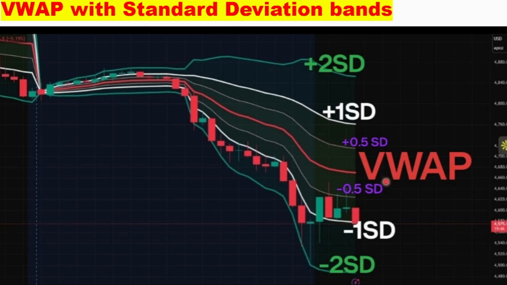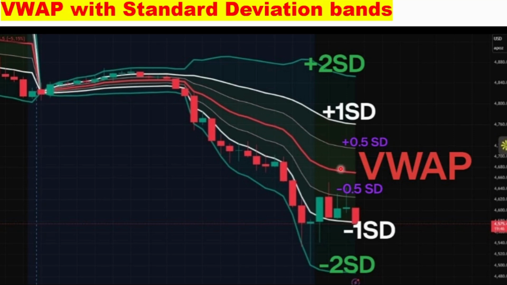So now, what is VWAP? VWAP stands for volume weighted average price. Think of it like a moving average, but instead of just using price, it also factors in volume. This means VWAP gives us a more accurate sense of average price based on how much volume is traded at each price. When you add the VWAP indicator on your chart, you will see a line that starts fresh each day. Volume resets at the start of the day.